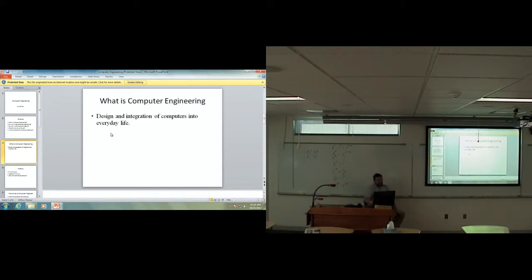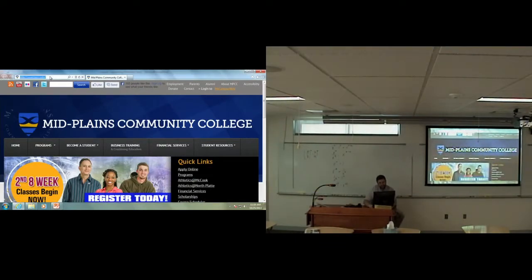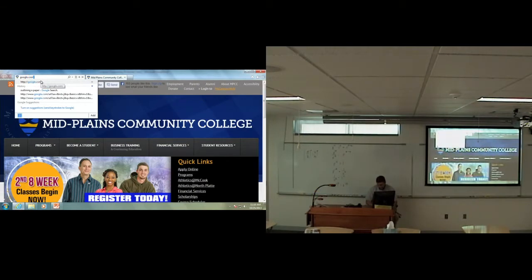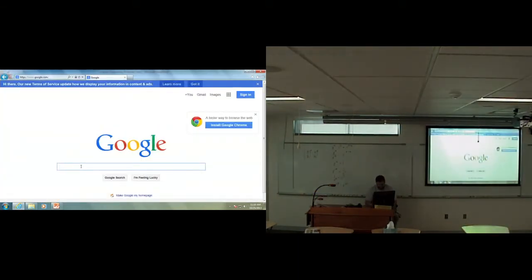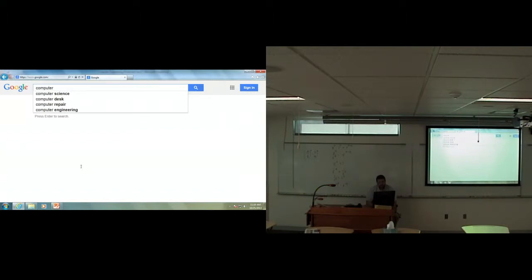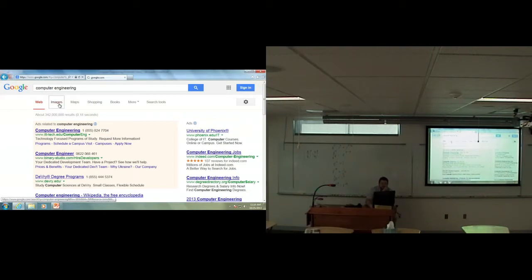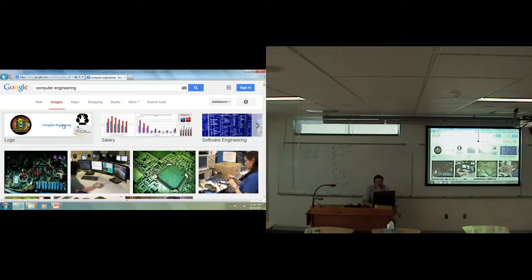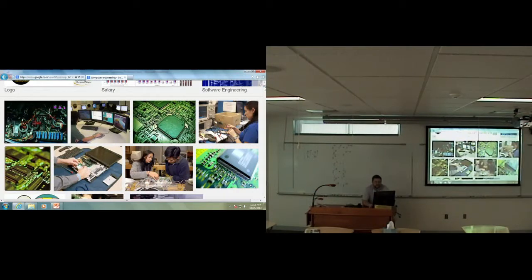stuff, right? So if you're looking at computer engineering and trying to present to people about computer engineering, it's a good idea to maybe go to Google and just type in computer engineering, and hit the images bar. And start to look for images that maybe show a really good image that will help people to remember what computer engineering is about.